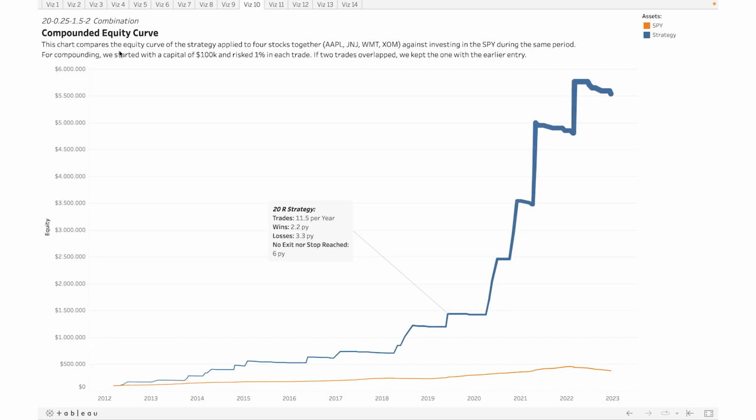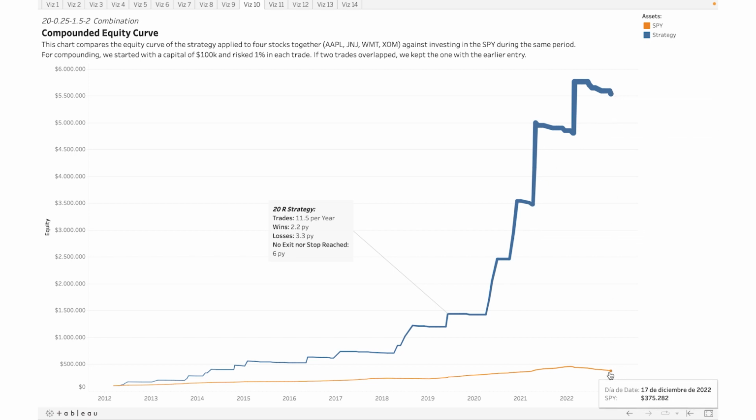And this is what happens when you compound your trades and trade several stocks together. In this chart, we can see the equity curve obtained from trading Apple, Johnson & Johnson, Walmart, and Exxon together. 4 stocks randomly picked from the batch we had. We compare this with what you would have gotten if you invested in the S&P during the same period. The strategy yielded 5.4 million, while the S&P resulted in 275k.